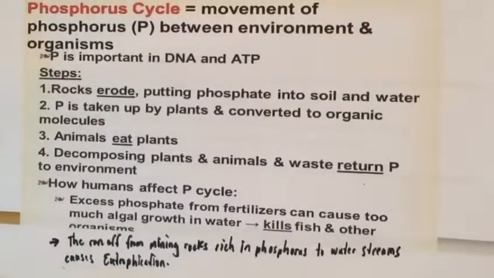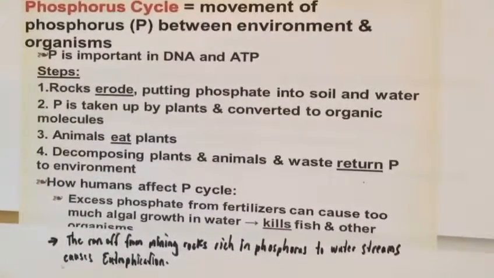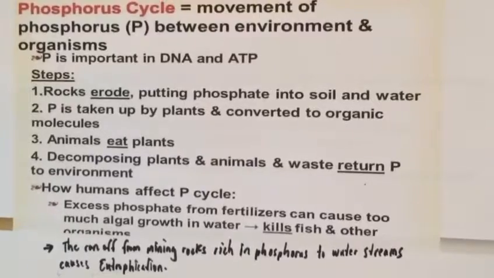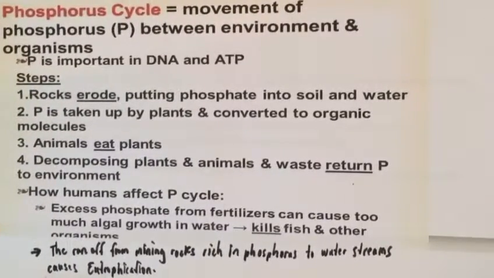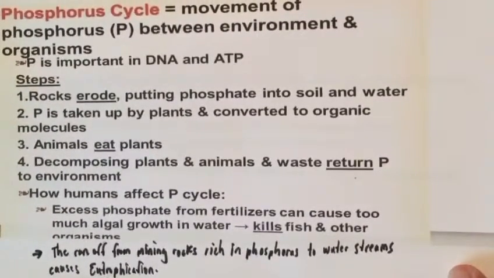What is the phosphorus cycle? The phosphorus cycle is the movement of phosphorus between the environment and an organism or organisms.